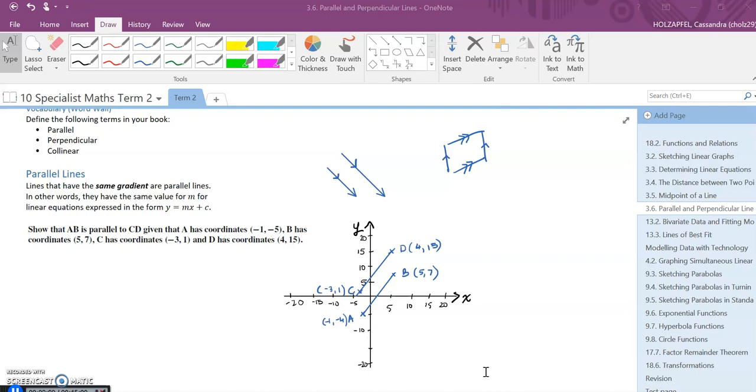Because you think about it, right? This is going to go up and up and up forever in the same direction, and this is going to go up and up and up forever in the same direction. So they're never going to cross over. Same thing going back down this way. They're never going to cross over.